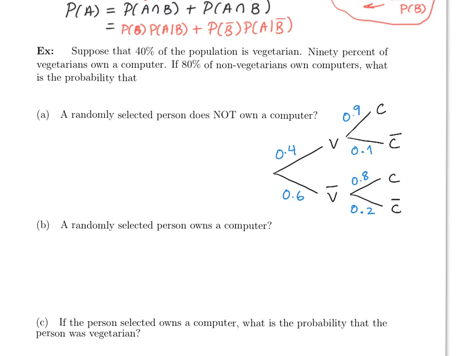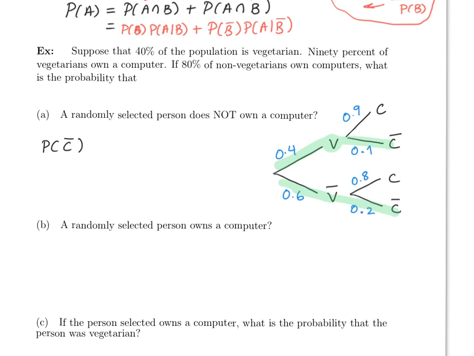Now this is how you're going to do the problem without really using the formula. The question is asking you what's the probability that the person doesn't have a computer. Well, there are two ways to get to no computer. Either the person is vegetarian and he doesn't have a computer, or the person is not vegetarian and he doesn't have a computer. And these two events are mutually exclusive, so they cannot happen at the same time. So all you have to do is add the probabilities.